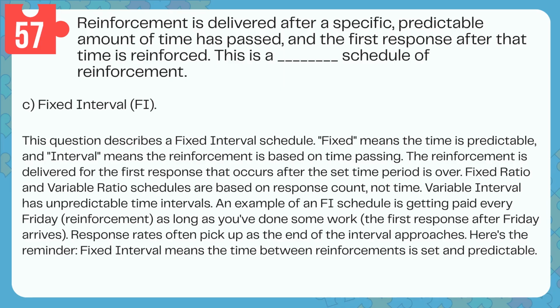An example of an FI schedule is getting paid every Friday, reinforcement, as long as you've done some work. The first response after Friday arrives. Response rates often pick up as the end of the interval approaches. Here's the reminder. Fixed interval means the time between reinforcements is set and predictable.